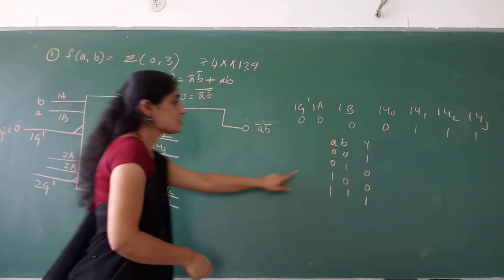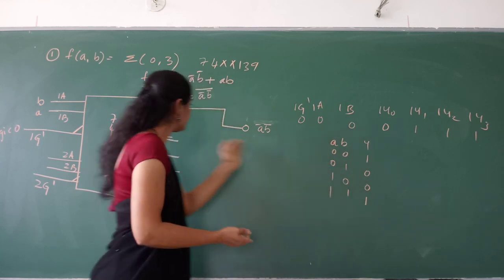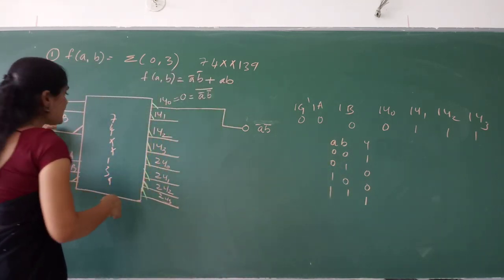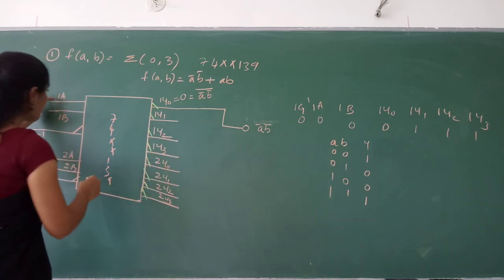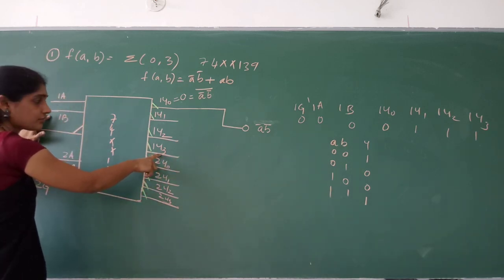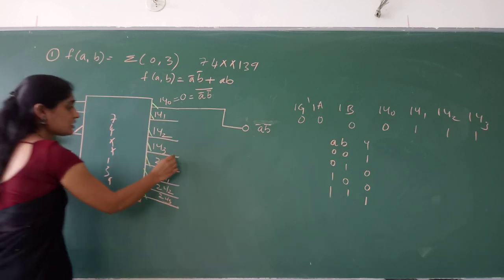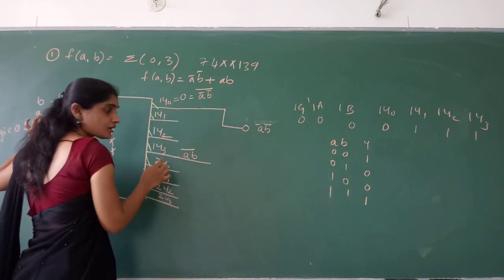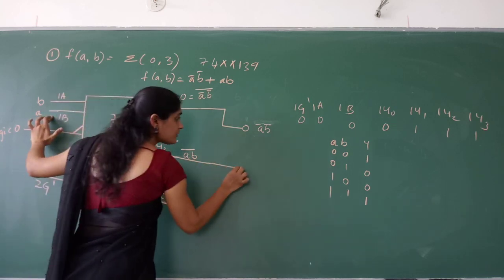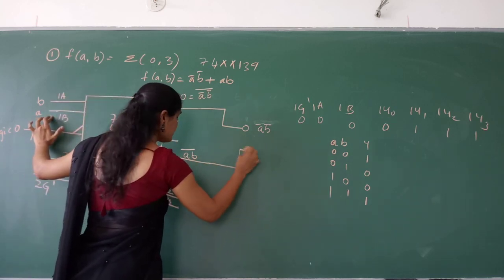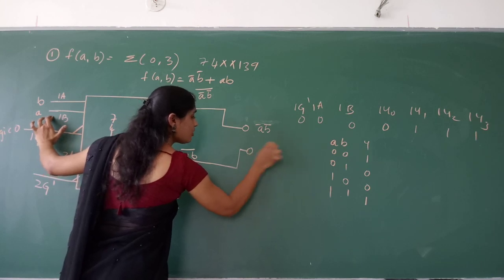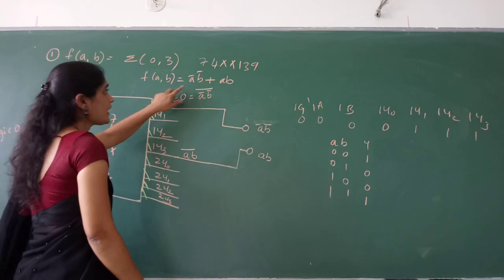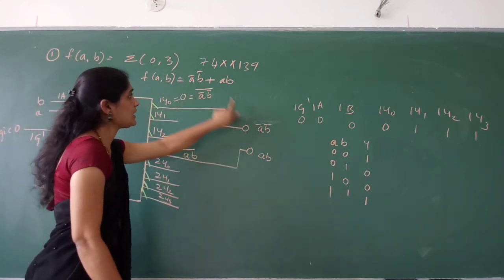Okay, right? For 0, 1, what is the output I should get? 0. For 1, 0, 0. For 1, 1, I should get 1. When you give 1, 1, Y3 is active. That means I am getting A, B, whole bar, because it is active low. This you give to a bubble gate, wherein you get A, B whole bar, so that you will be getting only A, B.